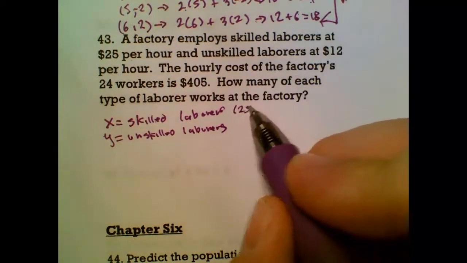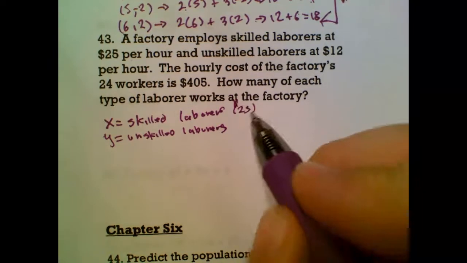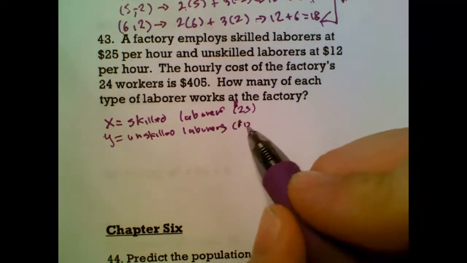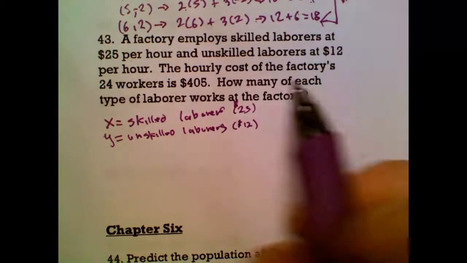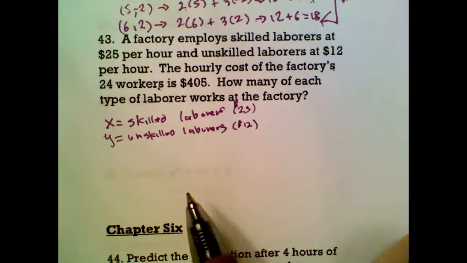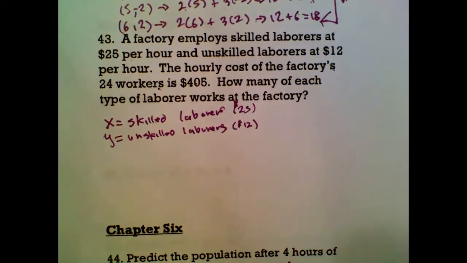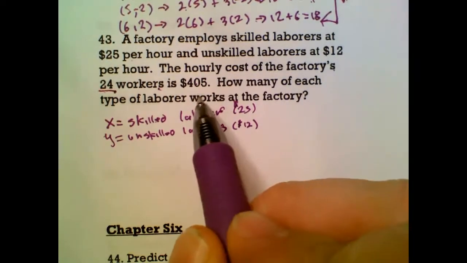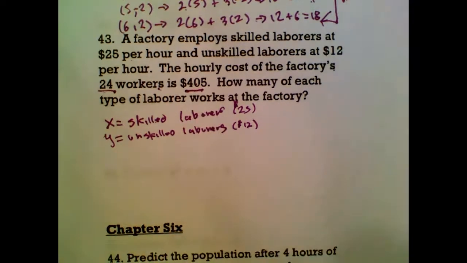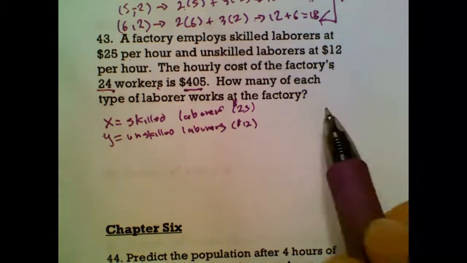Skilled laborers are $25, that's how much these guys cost. I'll just put that there, 25 bucks an hour. And these unskilled laborers, they're cheap, $12, but they don't do nearly as good of a job. The hourly cost of the factory's 24 workers is $405. So we know that they have 24 workers, and every hour they spend that much money. So how many of each type of labor works at the factory?